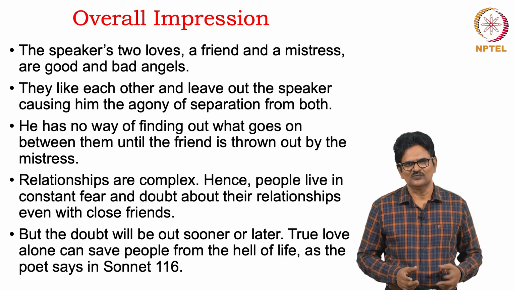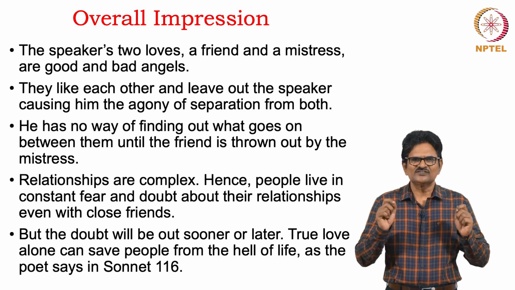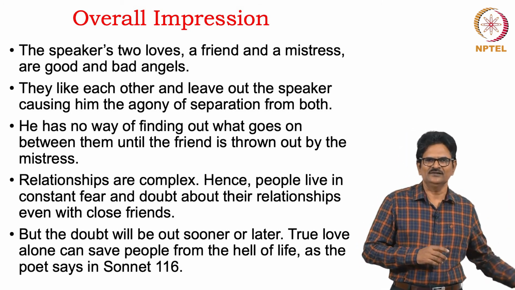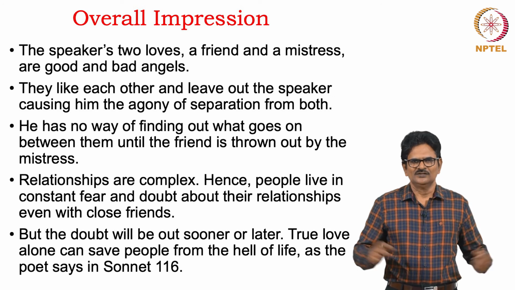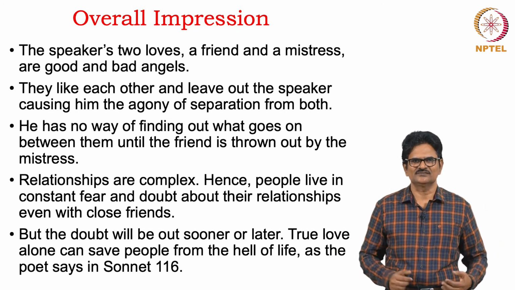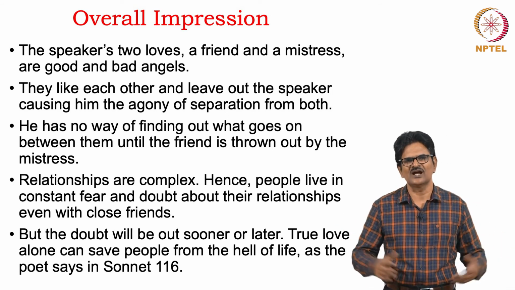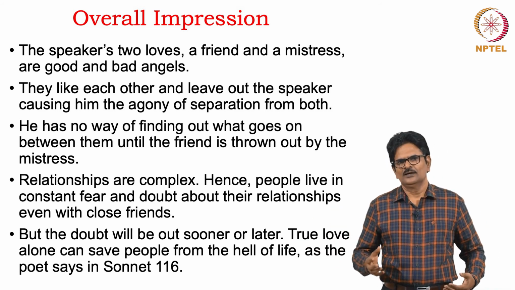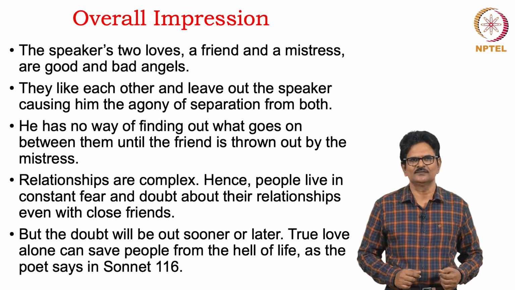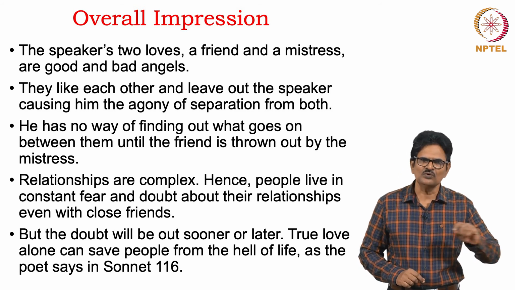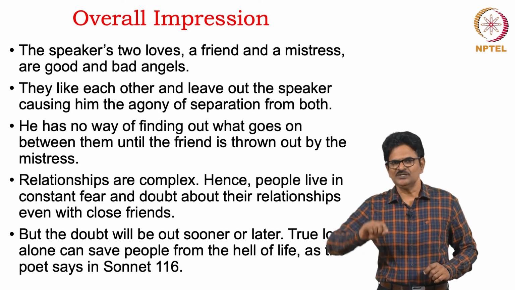Two loves I have, one of comfort, another despair. So the poet says, the speaker's two loves are a friend and a mistress. One is a good angel, another is a bad angel. These two angels, good and bad, like each other and leave out the speaker, causing him the agony of separation from both friendship and love. He has no way of finding out what goes on between the two angels until the friend is thrown out by the mistress. That means the mistress is unreliable. She may throw out the friend.